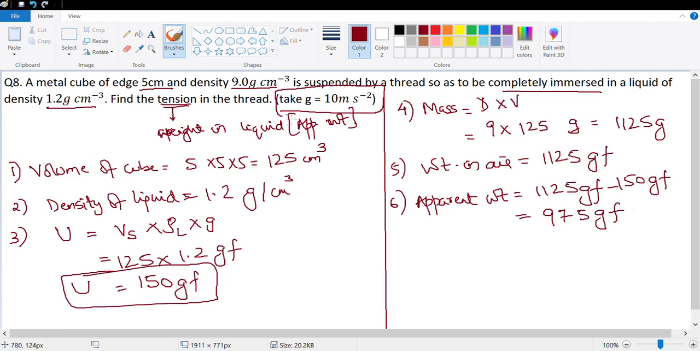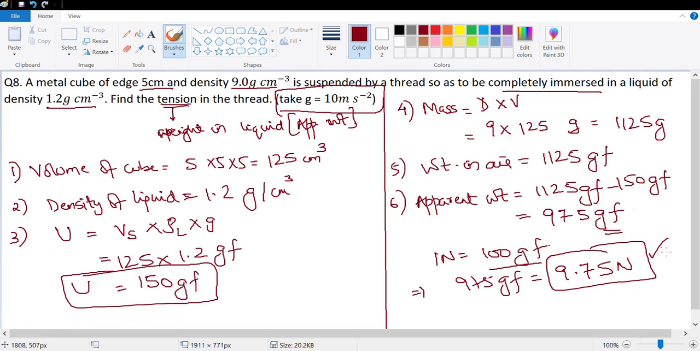Take g is equal to 10 meter per second square. So I have calculated this in gram force, which means we will need to convert this into Newton. So we know 1 Newton is equal to 100 gram force, which means 975 gram force would be equal to 975 by 100. That's 9.75 Newton. Done. Let's look at the next question.